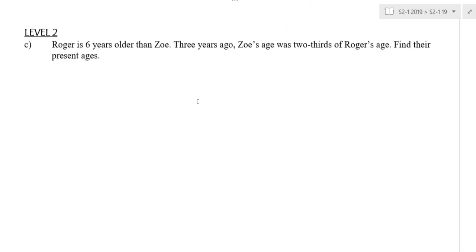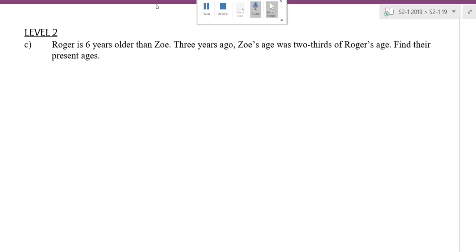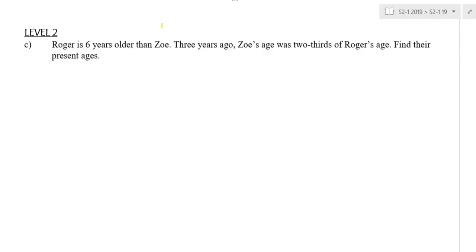Okay, Orlando. Now, for this question, you realize that there's no x, no y, right? Because just now in level 1 they give you x, y, but in level 2 they never. So what do we do? I need to make my own x and y, understand? So find their present age. Can you underline? Find their present age.